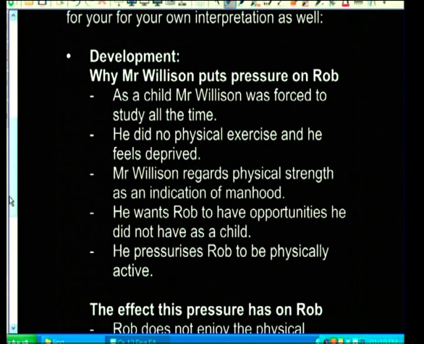Next, Mr. Wilson regards physical strength as an indication of manhood. Now we can link that to the topic, to the title of the short story. It's called Manhood. Why is it called Manhood? What does manhood refer to? So the title of the story is very, very significant when you are analyzing a question, even in an essay question. Manhood refers to someone being masculine, someone being very strong. It refers to physical strength.